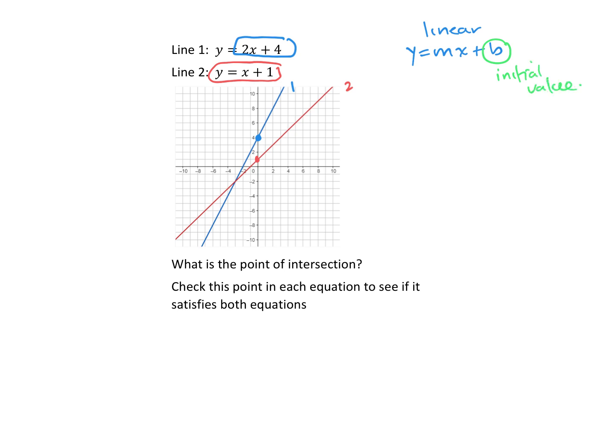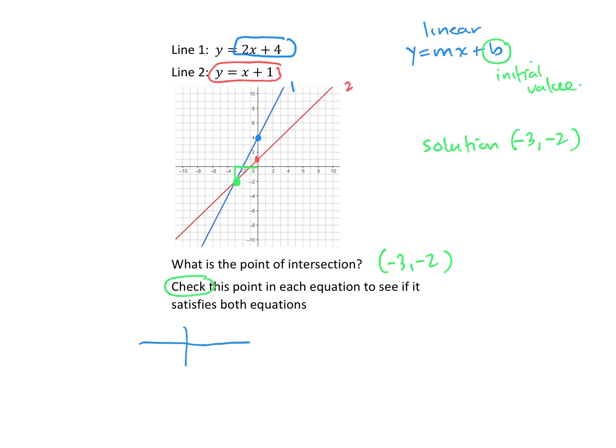Okay, so the intersection point is right here where they cross. This is where they meet. So I would say the solution is the point (-3, -2). I go left 3 and I go down 2 to find this point. That is the intersection point. How do I know if I'm right? Well, I can check the point in both equations to see if it satisfies both equations.